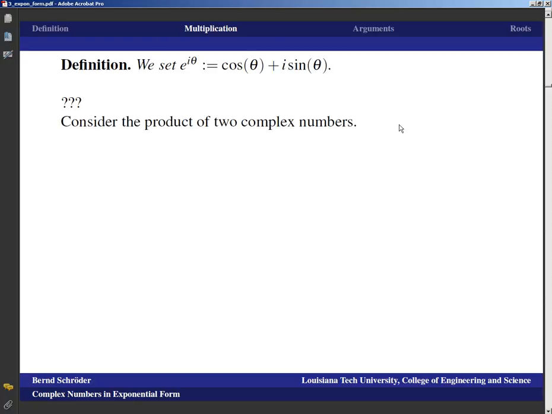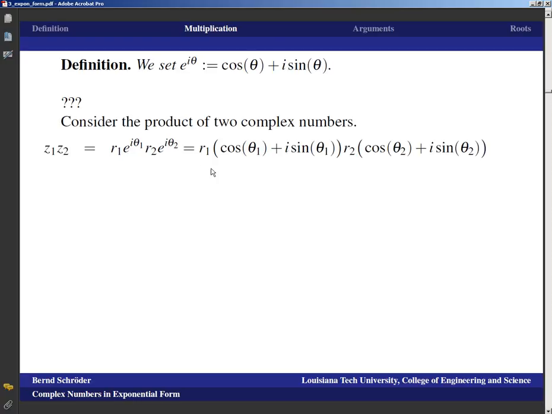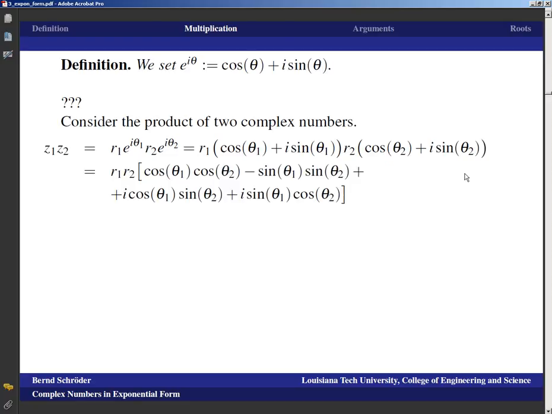Let's consider the product of two complex numbers, z1 times z2. Then that would be r1 e to the i theta 1 times r2 e to the i theta 2 in this polar notation, in this exponential notation. And that is r1 (cosine theta 1 plus i sine theta 1) times r2 (cosine theta 2 plus i sine theta 2). So, as we have also seen in proofs, if you don't have any better idea, you just go ahead and resolve the definition.